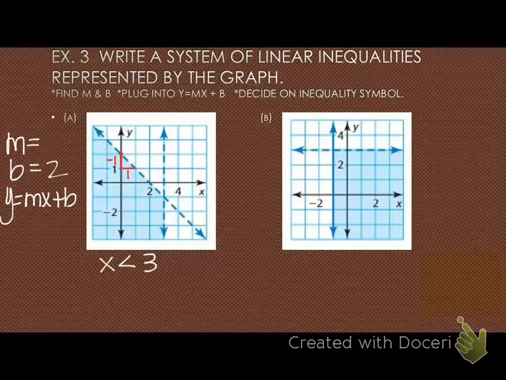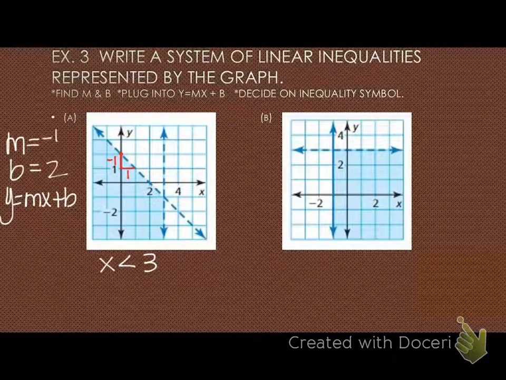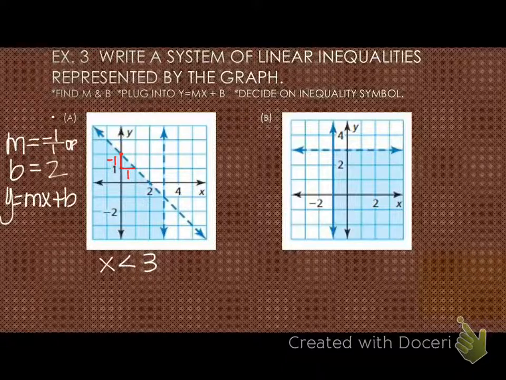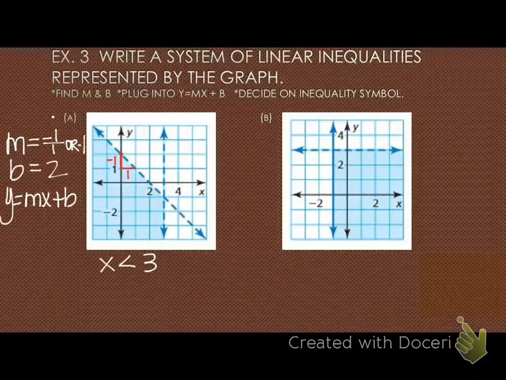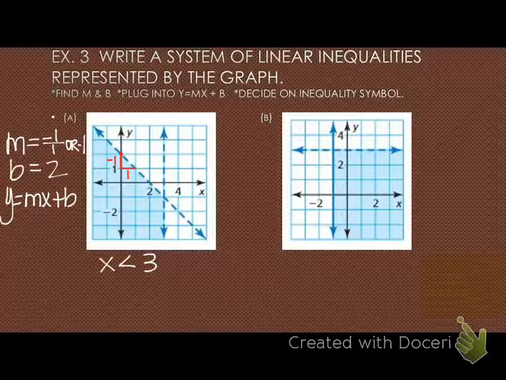Be careful, not 1, 1. Good. The rise is negative 1. The run is positive 1. So what's another way we could write this? What's negative 1 divided by 1? Negative 1. Awesome. Okay, so let's plug that into y equals mx plus b.